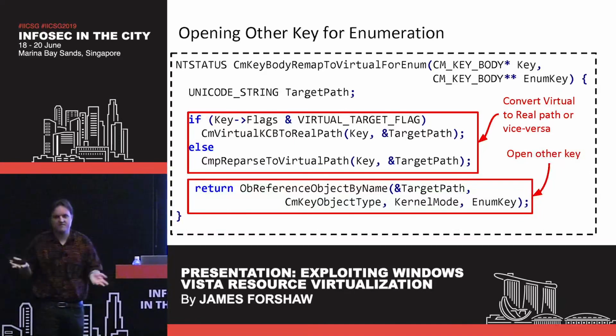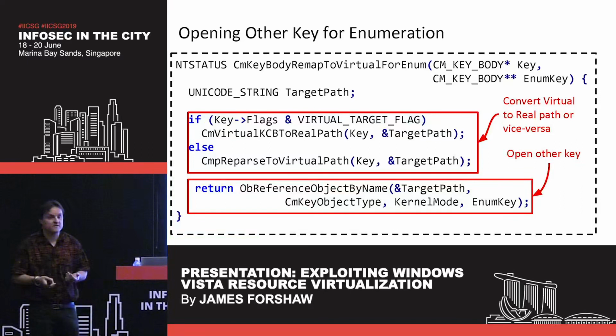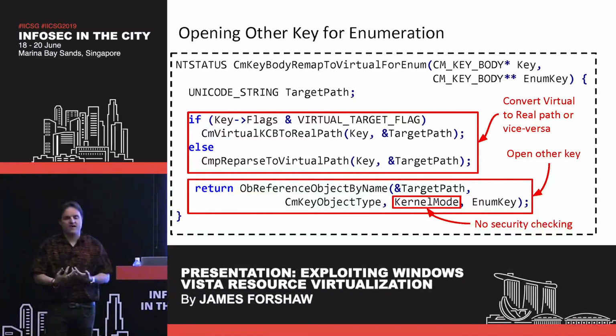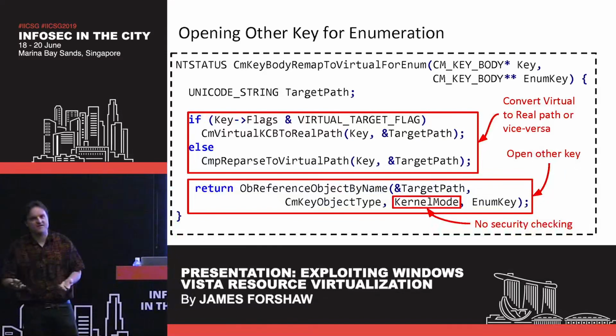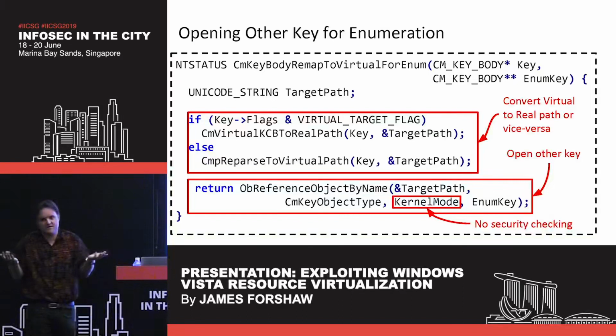And that in itself is not particularly bad. It doesn't maintain an existing reference to the real key. It instead opens it on demand. But there is a bug here. The bug is that it's passing kernel mode as the access type to this reference object by name. And what that means from a Windows security perspective is it disables Windows security. Because it basically says, open that key, and whatever the access control of that key, just ignore it. I'm not going to check, just open it, please.